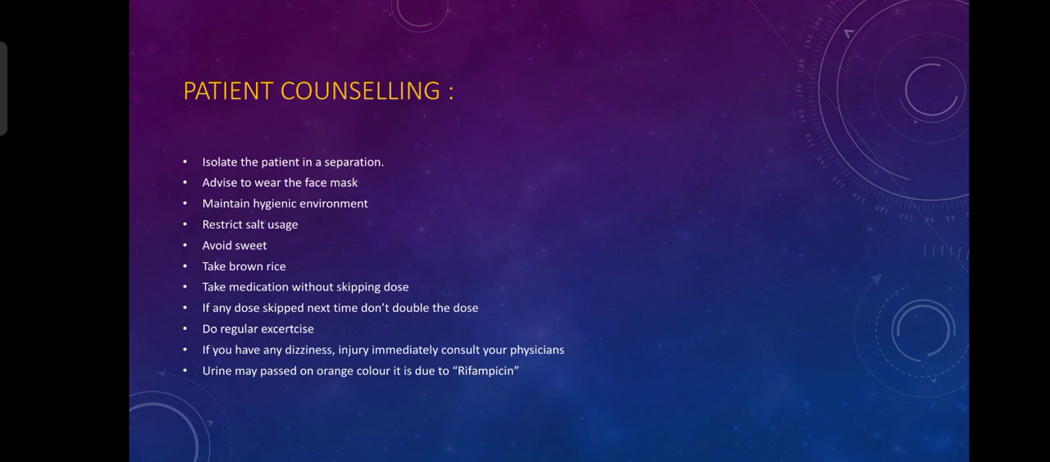Patient counseling is a very important thing for a pharmacist to do. How to consult, how to treat the patient, how to counsel the patient to recover from the disease. Isolate the patient in a separate place. That is, tuberculosis is a transmitted disease. It's a communicable disease. It can easily spread. So the patient should be isolated in a separate room or separate room of hospital or house, anywhere. Advised to wear face masks, maintain hygienic environment, restrict salt usage, avoid sewage, take brown rice instead of white, take medication without skipping dose.